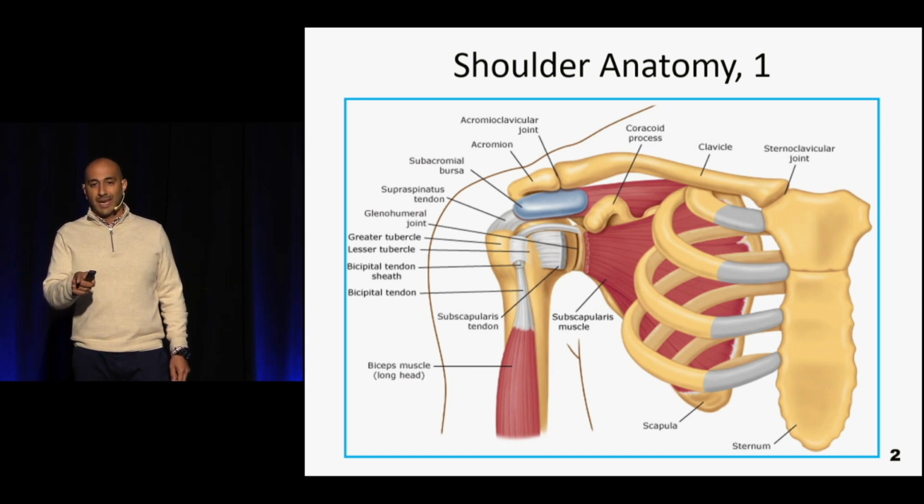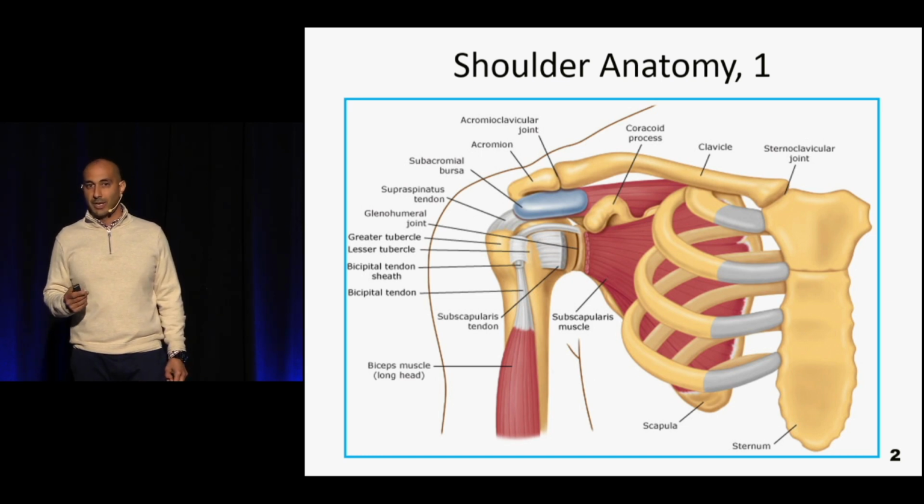And if we're looking at the bones here, some of the key players, you have the sternum, you have the clavicle. The clavicle then articulates with the acromion, which is a part of the scapula. Below that, you have the coracoid process, and then all the way laterally, you have your humeral head.